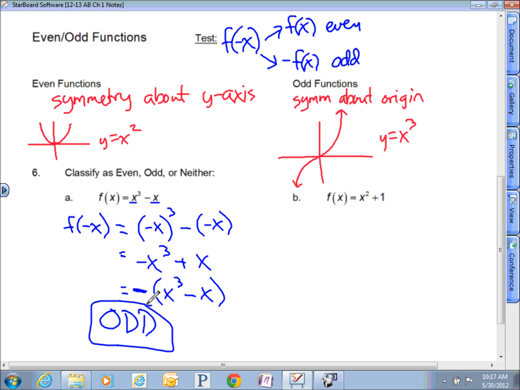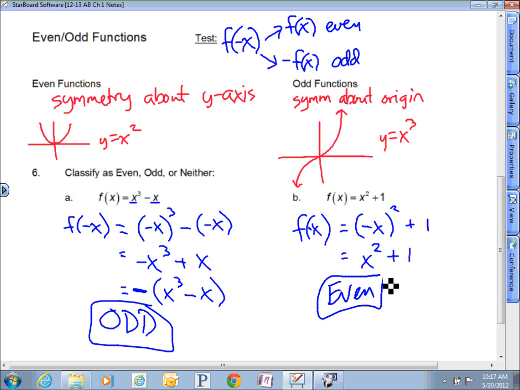F of x equals x squared plus 1. If I do the same thing, let's do the test first, and then we'll prove it to you without the test. If I do f of the opposite of x here, I'm going to do the opposite of x and square it, and add 1. A negative number being squared is positive. How does that compare? That is exactly the same function I started with. If that's the case, this function is even.